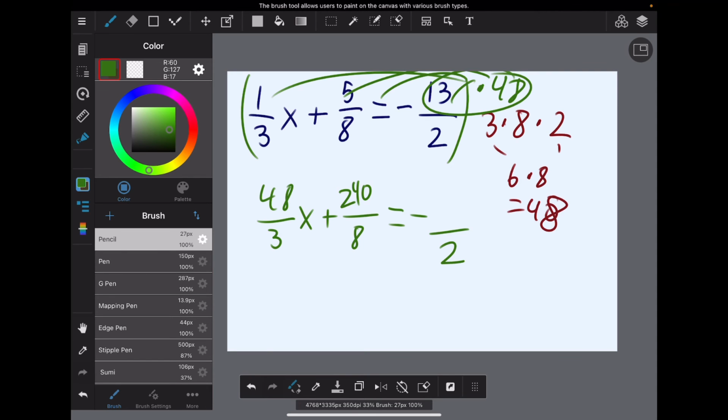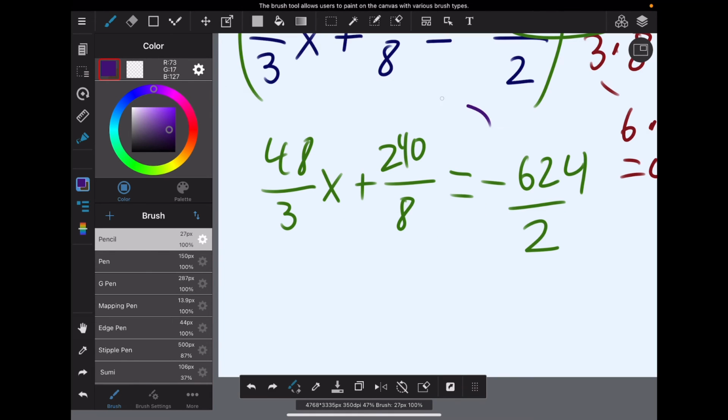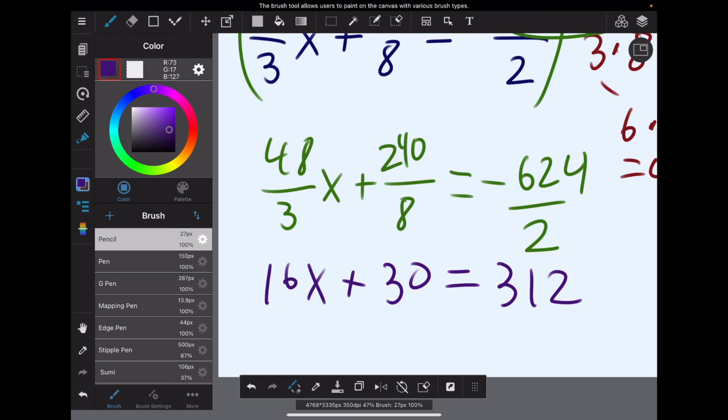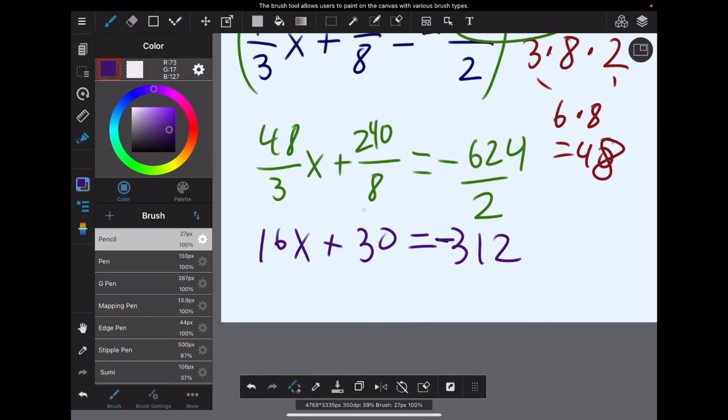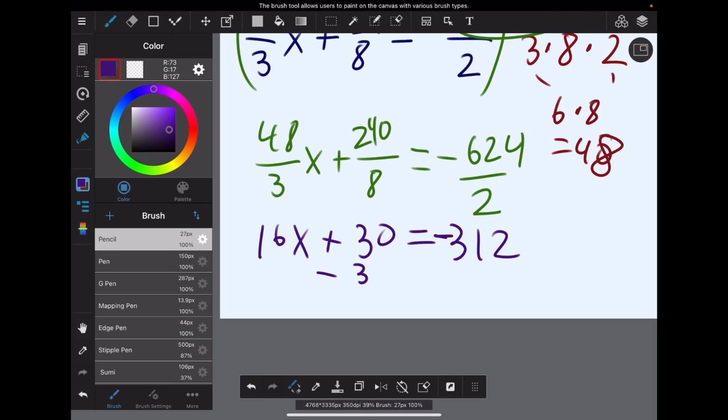Let's see, 13 times 48 is 624. That is a big number. Let's reduce all these big giant numbers. 48 divided by 3 equals 16, so we have 16x. 240 divided by 8 equals 30. And negative 624 divided by 2 is 312. Don't forget the negative. Now we're going to subtract 30 from both sides.